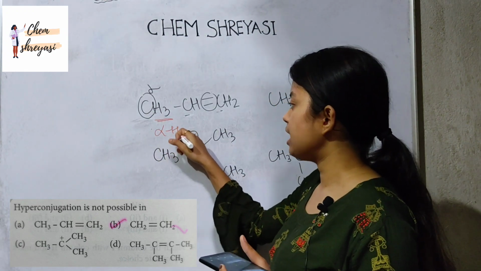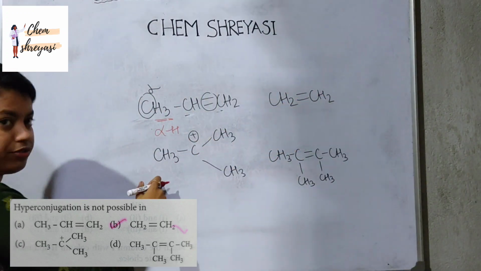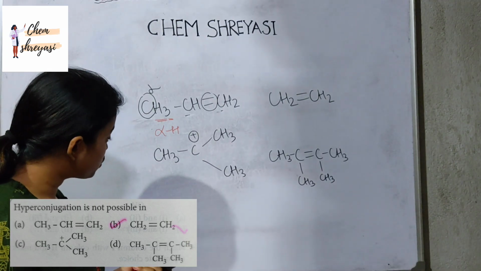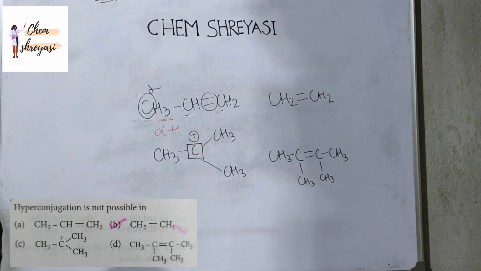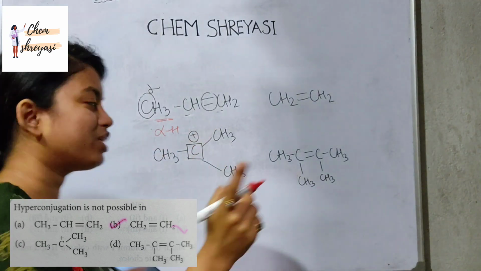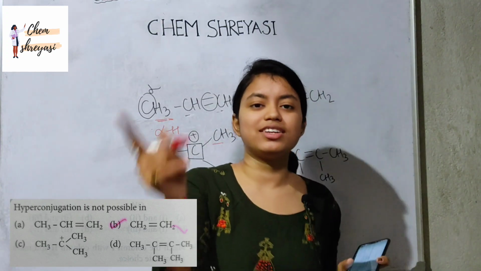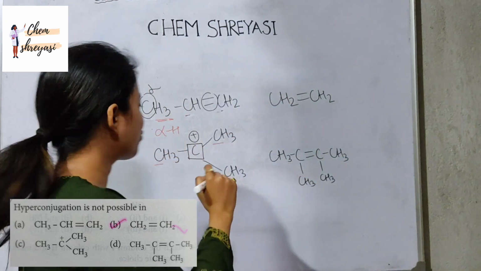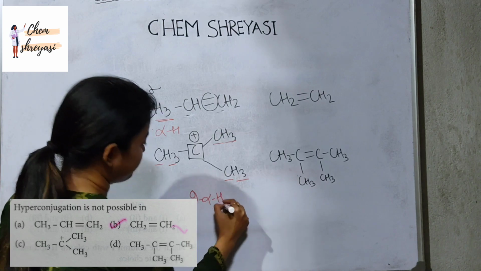So this compound has 3 alpha hydrogen. Coming to the third one first. In this case, the carbon present in between has a vacant p orbital. The carbons attached to this carbon are known as alpha carbons. There are a total of 3 alpha carbons, and the hydrogens attached to them are alpha hydrogen. So there are 3, 6 and 9, a total of 9 alpha hydrogen.